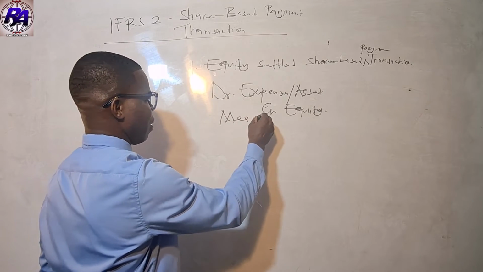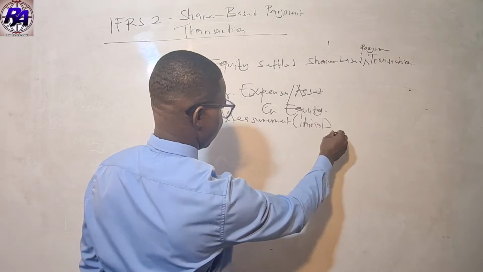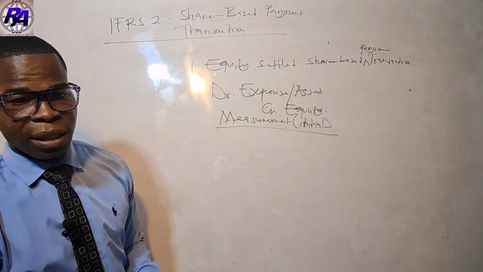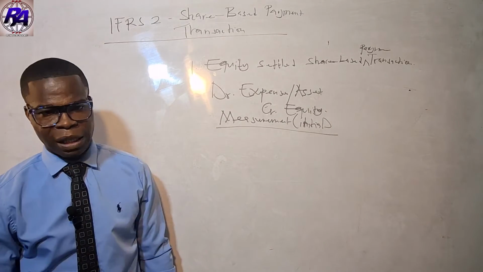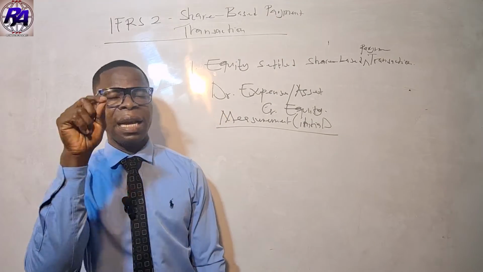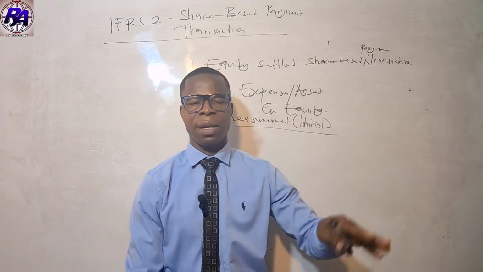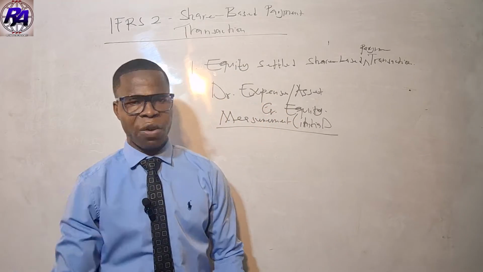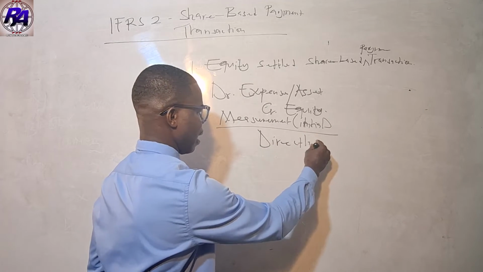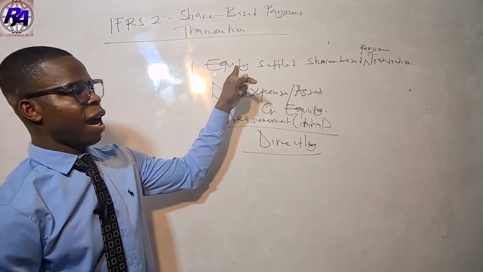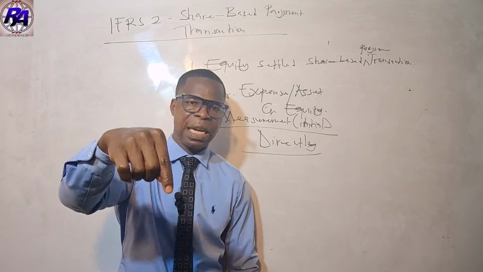And this measurement basically has to do with the initial measurement. It will interest you to know that we don't have subsequent measurement when it comes to equity settled share-based payment transaction. The standard says that an entity must debit its assets or expenses with a corresponding credit in equity, and we may measure the goods and services in the contract directly.